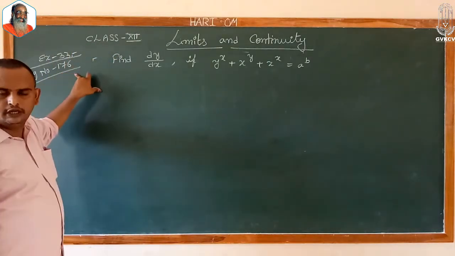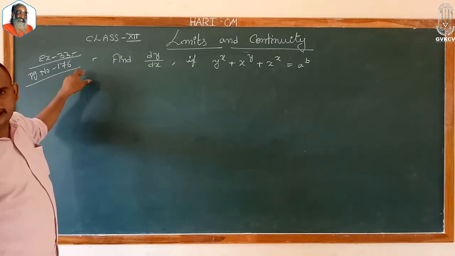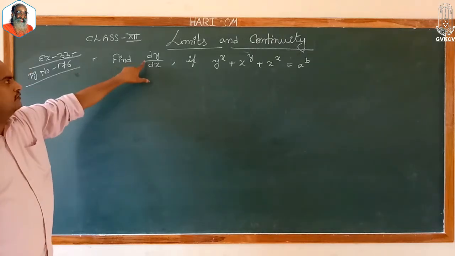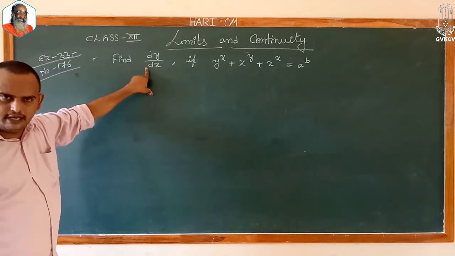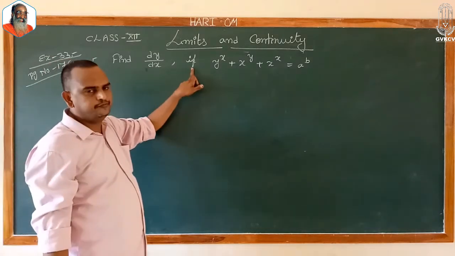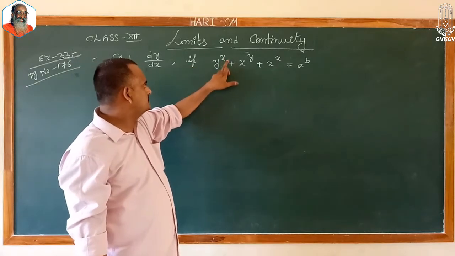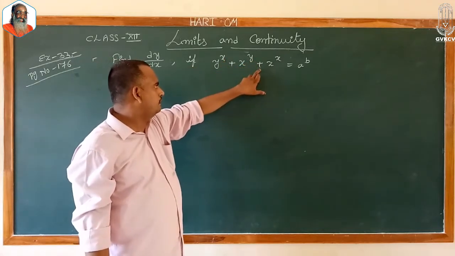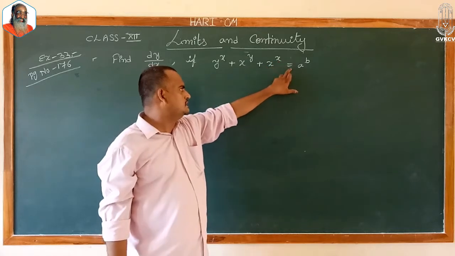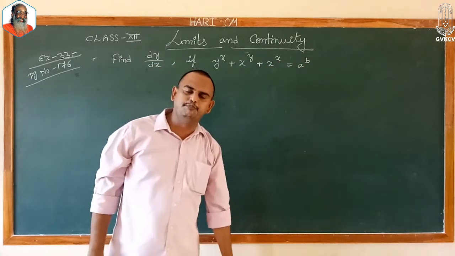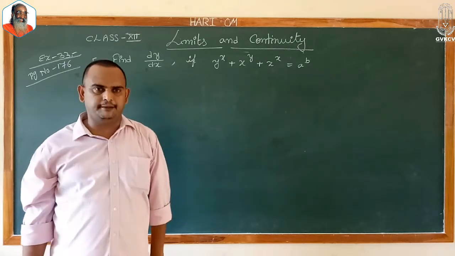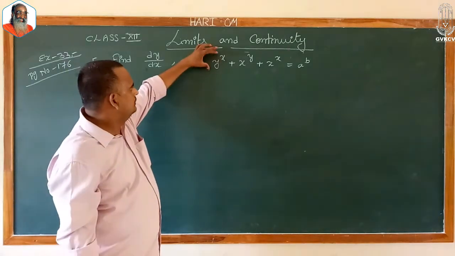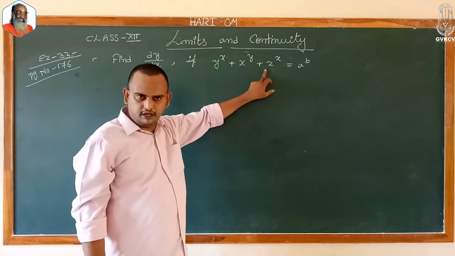Now we have another example, number 33. Find dy by dx if y power x plus x power y plus x power x is equal to a power b. It is a lengthy problem. We have to do it very carefully. Here x and y are the variables.